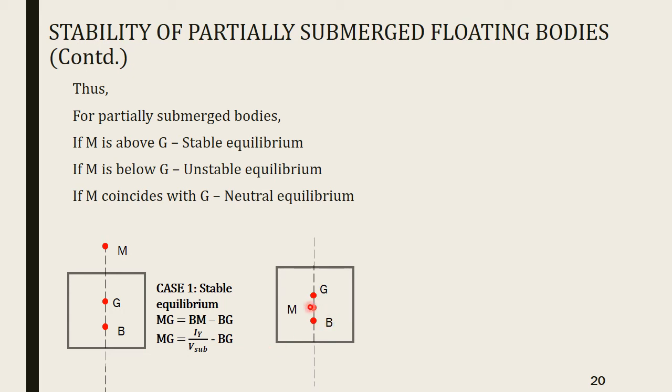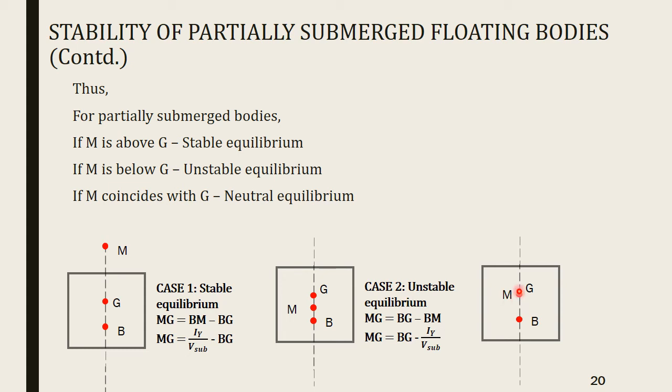This is the second case where M is below G, case 2, unstable equilibrium, and MG here is given by BG minus BM, or MG is given by BG minus Iy by volume of submerged portion. So if the body is in unstable equilibrium, metacentric height is given by the formula BG minus Iy by volume of the submerged portion. If it was in stable equilibrium, metacentric height would have been Iy by volume of the submerged portion minus BG.